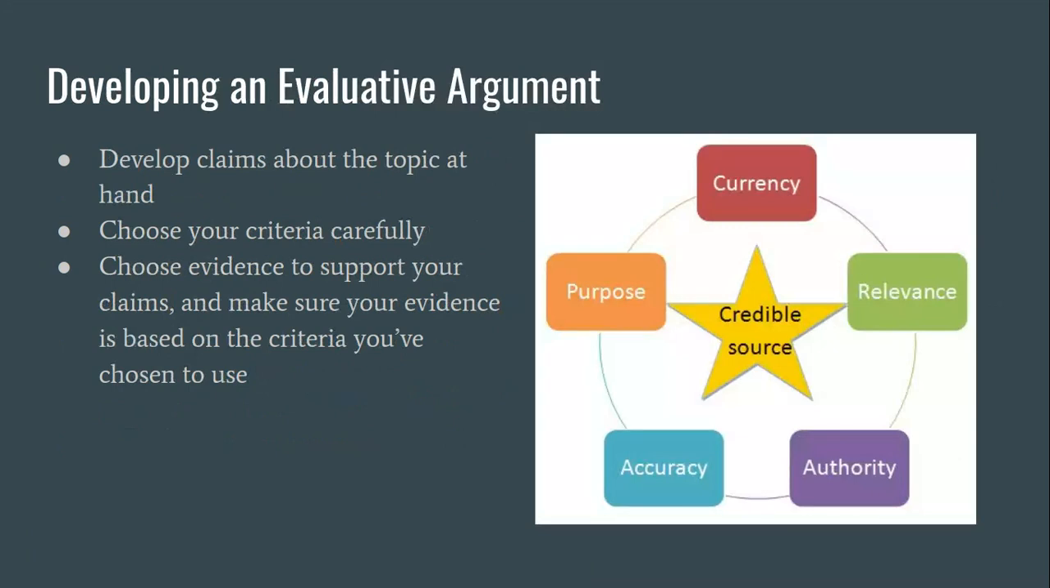So some overall things that you need to do when you're developing an evaluative argument. Remember to develop claims about the topic at hand. So these are claims that you make, for instance, for your essay, you'll be claiming that a particular source goes about informing us in a particular way. Then you need to choose your criteria. For this essay, I recommend using the CRAP test criteria. If you're not familiar with that, we'll talk about it in just a minute here. And then from there, you need to choose evidence from whatever it is that you're evaluating to support your claims, and make sure that the evidence is based on the criteria that you've chosen to use.